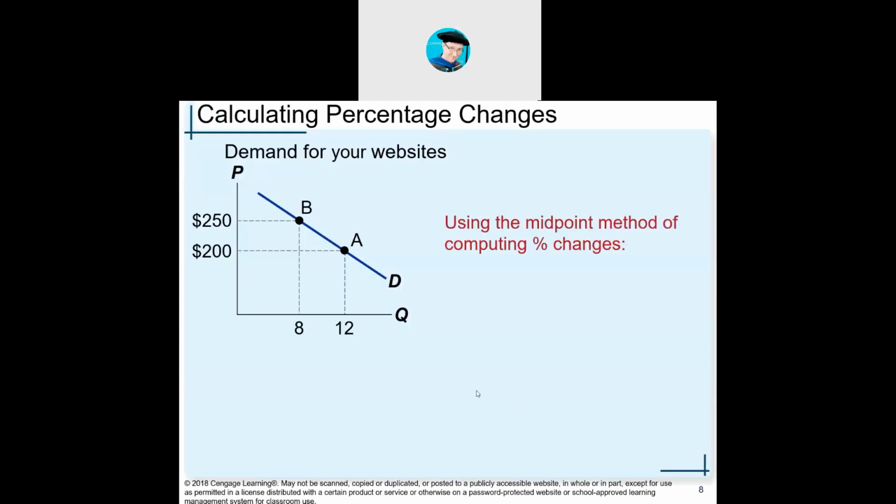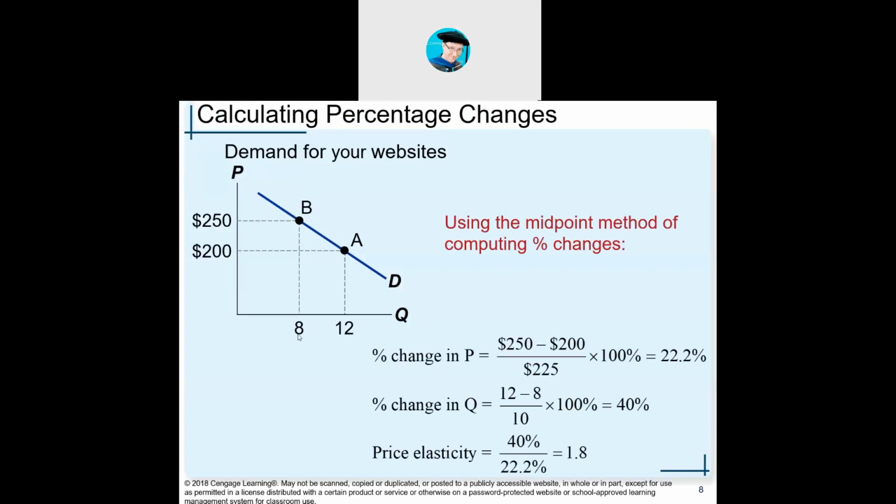And so let's look at it from our example. Using the midpoint average for price, 250 minus 200 divided by 225. How did we get 225? It's the midpoint between 250 and 200. Times 100 is 22.2%. Looking at the change in quantity, 12 minus 8 divided by 10. How 10? 10 is the midpoint between 12 and 8. Times 100 is 40%. 40% divided by 22.2 is 1.8. An elasticity of 1.8 is within the relevant range.